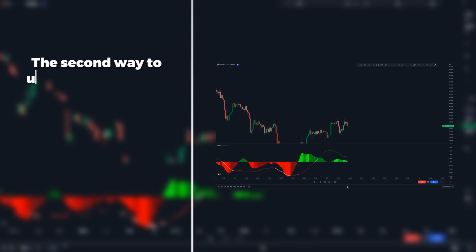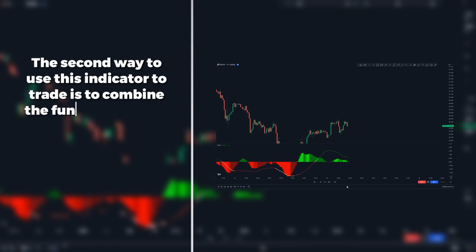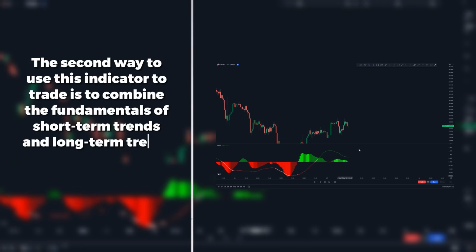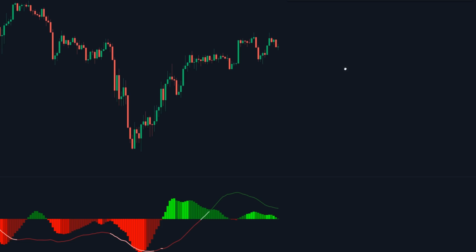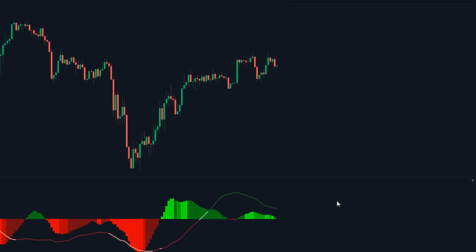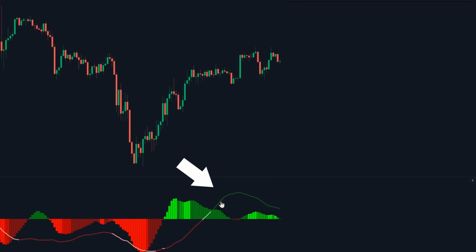The second way of using this indicator to trade is to combine the fundamentals of short-term trends and long-term trends to identify pullbacks and to trade based on them. To do that, you first of all want to identify a long-term bullish trend using this indicator. The way you do that is as we discussed before. This oscillator is used to identify long-term trends in the market.